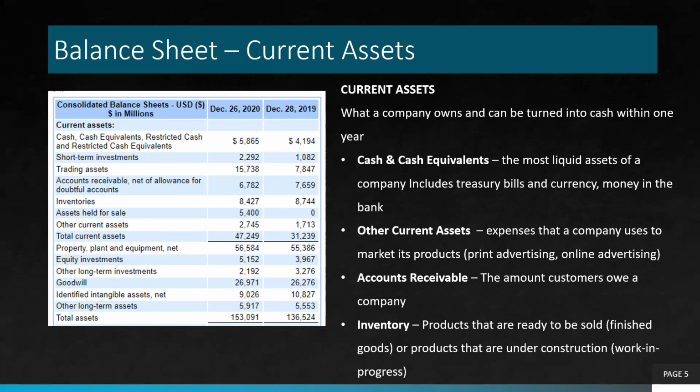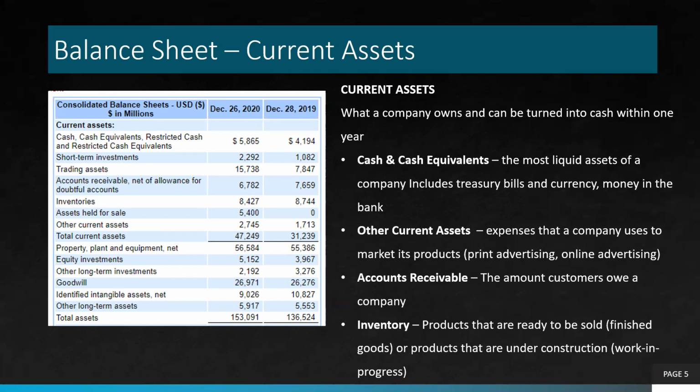Current assets, this is what a company owns, and that can be turned into cash within 1 year. So first listed would be cash and cash equivalents, which is the most liquid assets that a company has, right? This is cash in the bank. This is treasury bills. I can go to the bank quickly and turn those treasury bills into cash in less than a year.